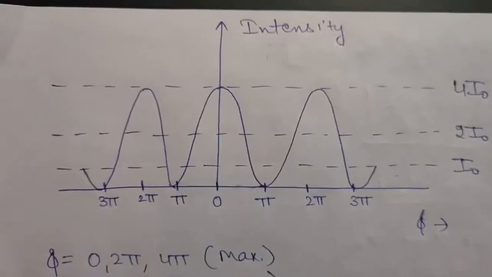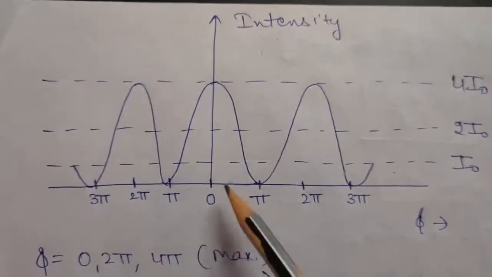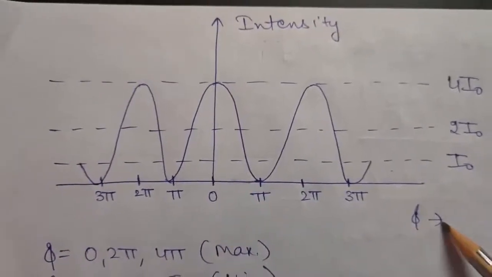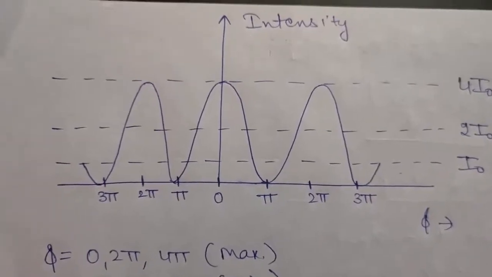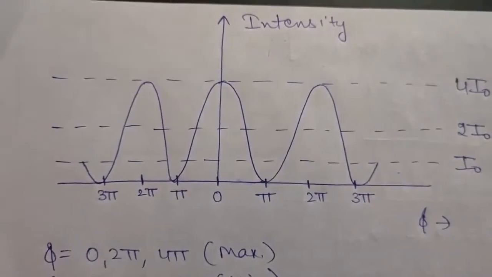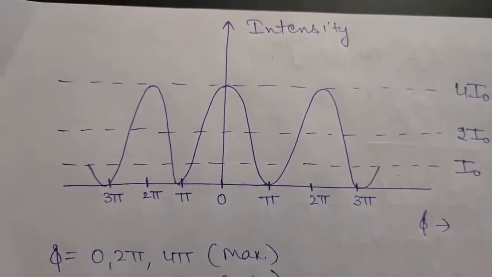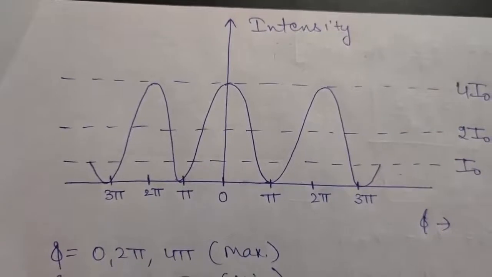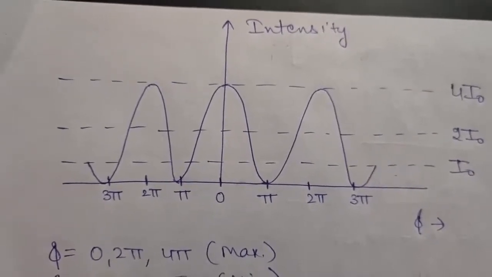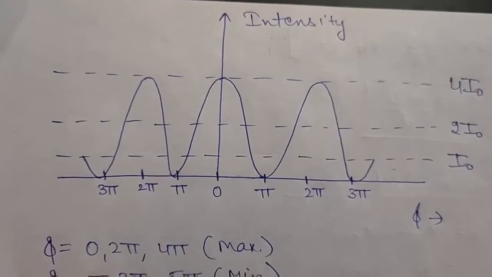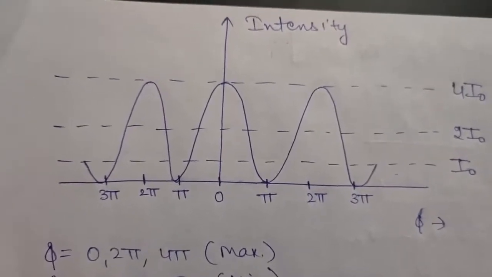Okay, so that was all about fringe width. Now let us draw a graph between intensity and phase difference for the interference pattern. Up till here we have studied that the width of dark fringes as well as bright fringes is the same, and we have alternate dark and bright fringes, that is, we have alternate maxima and minima, because a bright fringe corresponds to maxima and a dark fringe corresponds to minima.